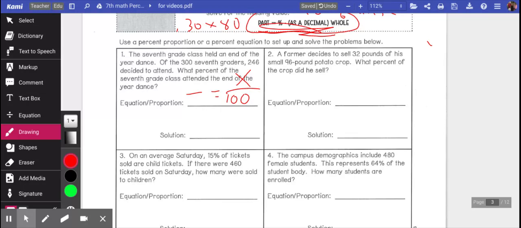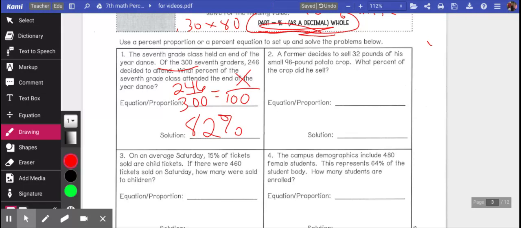And then remember, the whole is on the bottom. So it says of the 300, that's your total. And then 246 decided to attend. Make sure you read the words, because sometimes they'll try to trick you and say what percent didn't attend. Then we cross multiply and divide, and we get 82. Our question says what percent, so we need to make sure we have the percent sign in our answer.